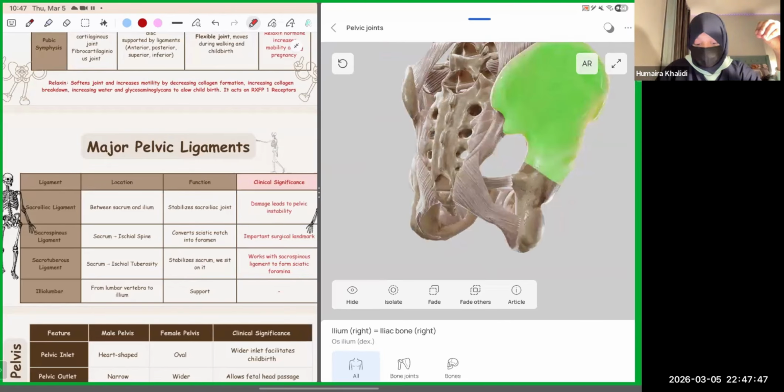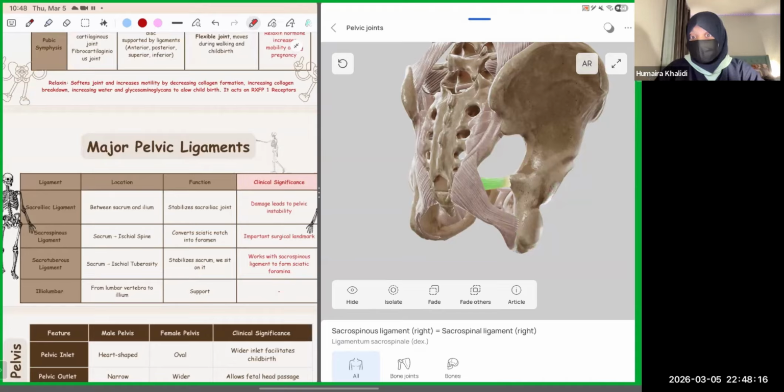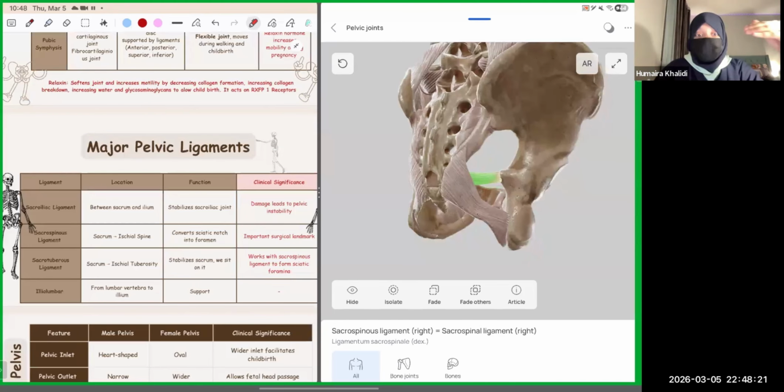Do you guys see a C shape over here? The C shape above is called the sciatic notch. The sciatic notch, along with this ligament, which is in green right now on your screens, is called the sacrospinous ligament because this is the ischial spine. So this ligament forms the greater sciatic foramen. The greater sciatic foramen's lower border is the sacrospinous ligament. Very good. But what is the lower border of the lesser sciatic foramen?